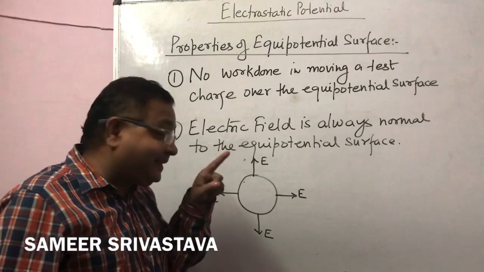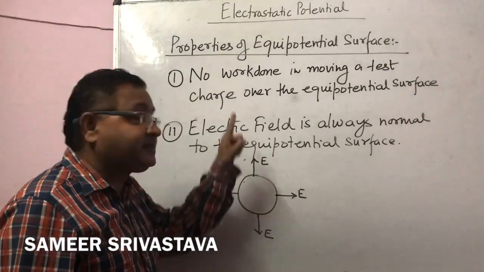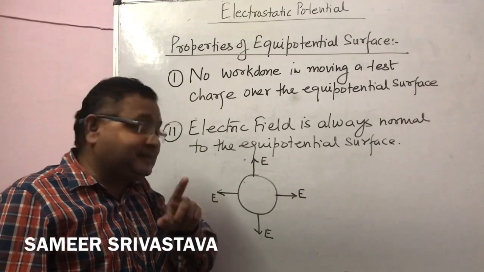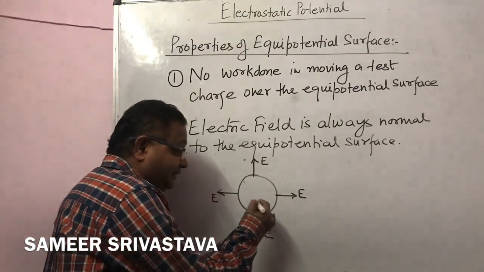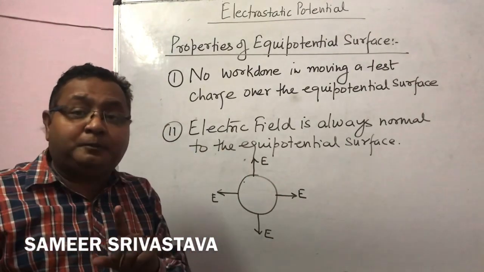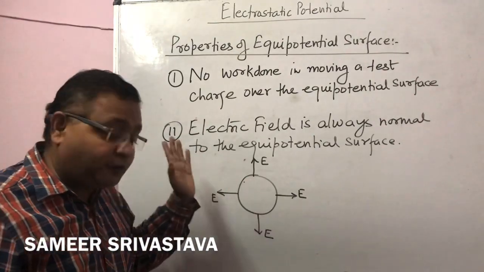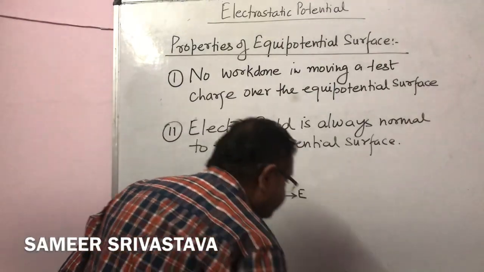But in the case of an equipotential surface, what about the work done? No work done is possible. Hence, we say the electric field is always normal to the equipotential surface. Clear? Now, what about the third case?